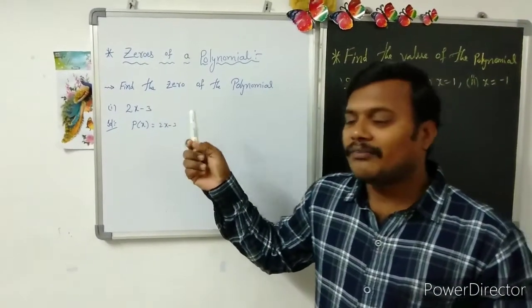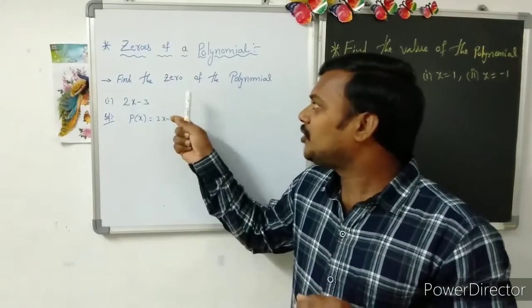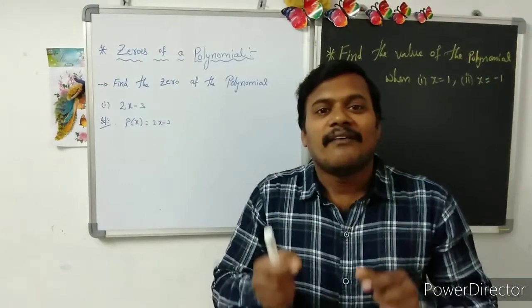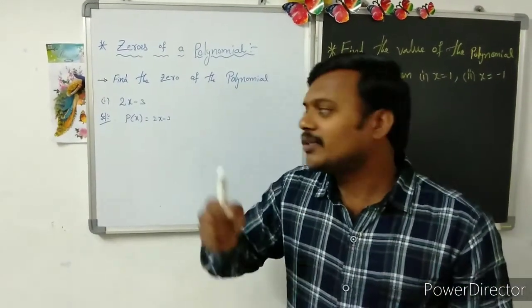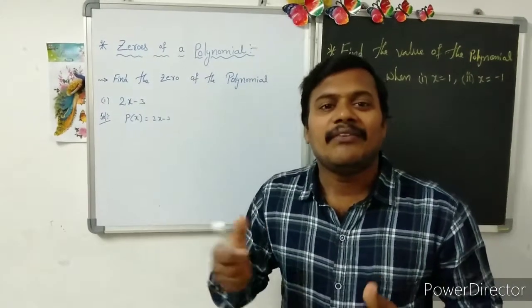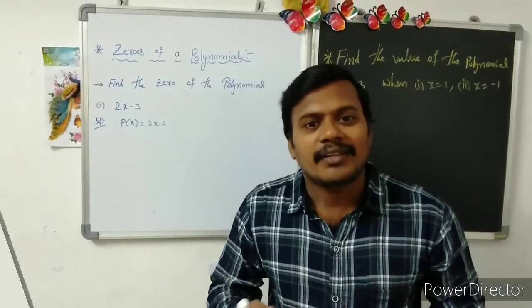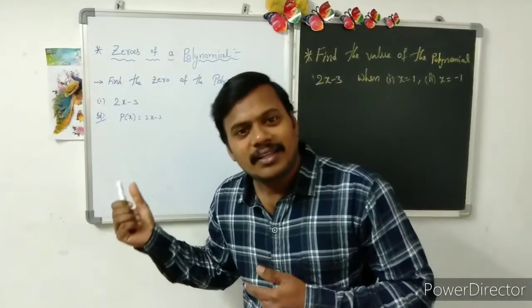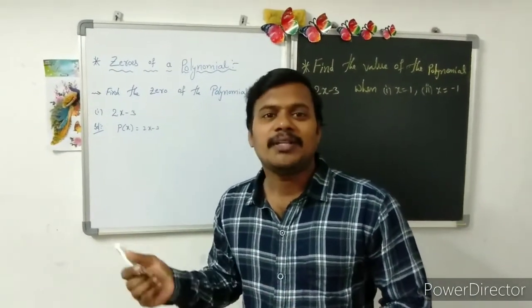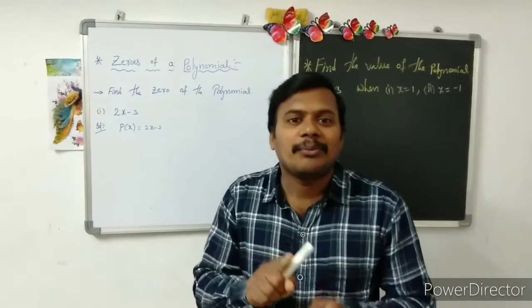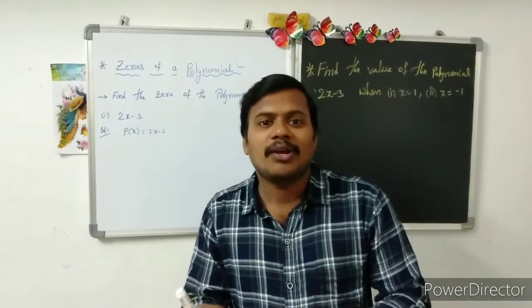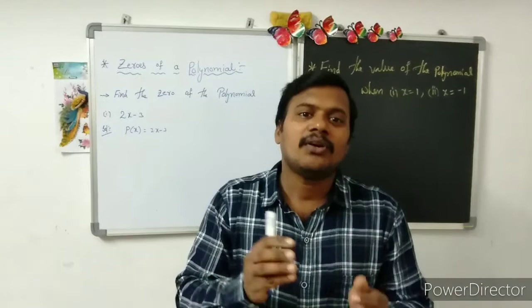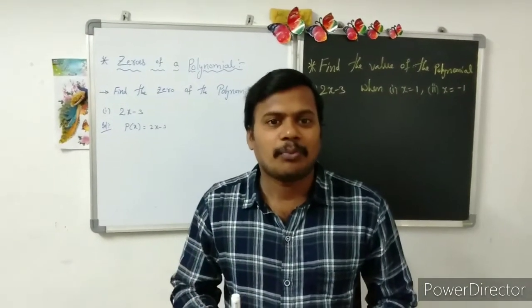So now we are going to find the zero of the polynomial. It means which value we substitute for the x variable so that we get the value zero. When we substitute in the place of x and the answer is 0, it means the value of the polynomial is equal to 0. That is the zero of the polynomial.